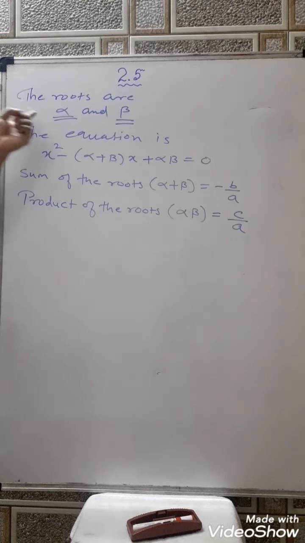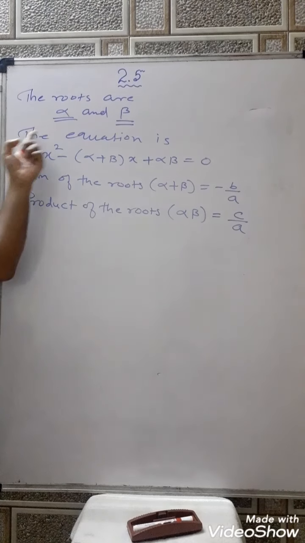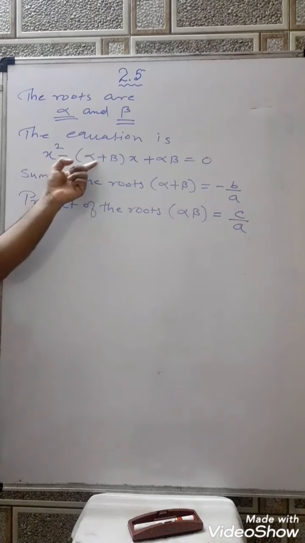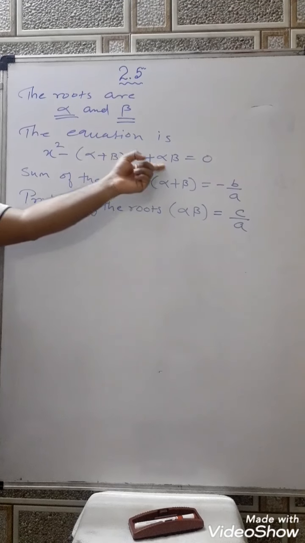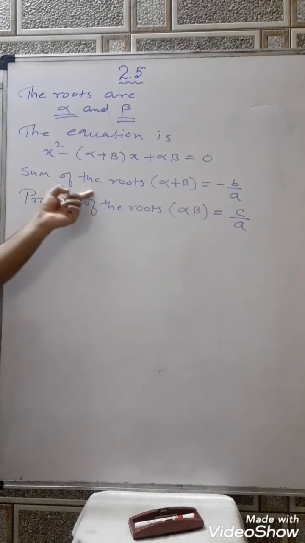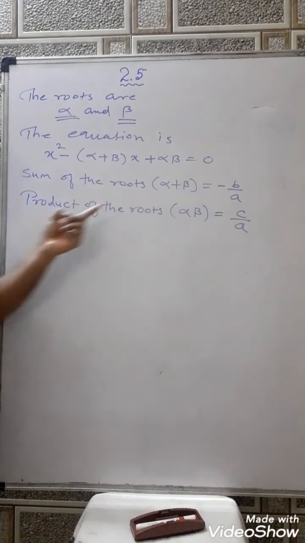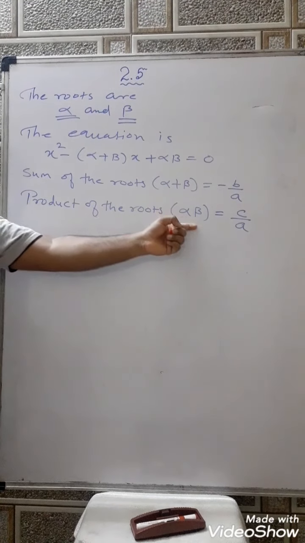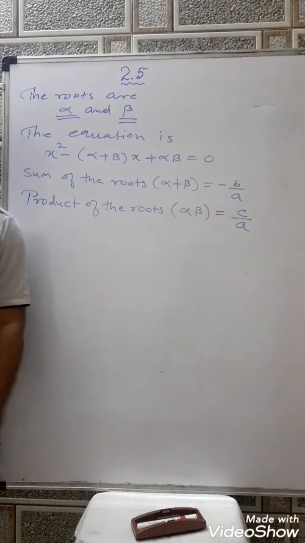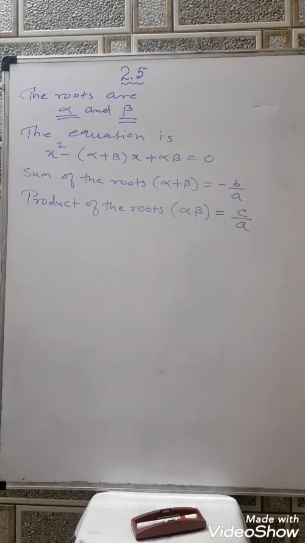The roots are alpha and beta. The equation is x square minus sum of the roots plus product of the roots. Sum of the roots, alpha plus beta, equals minus b upon a, and product of the roots, alpha into beta, equals c upon a. These are the basic rules.